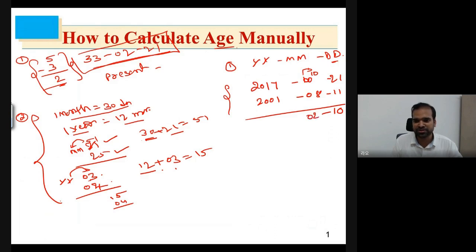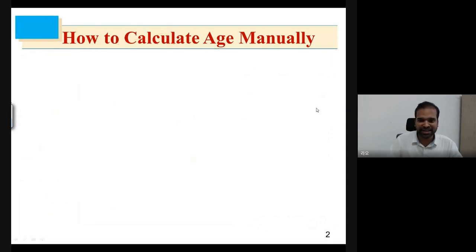0 minus 0, 0. Now when you come to the year, 7 minus 1, 6. And 1 minus 0, 1. And 0 minus 0, 0. 2 minus 2, 0. Now this is your result. So here 16 years, 2 months and 10 days. So this kind of problem is very easy.